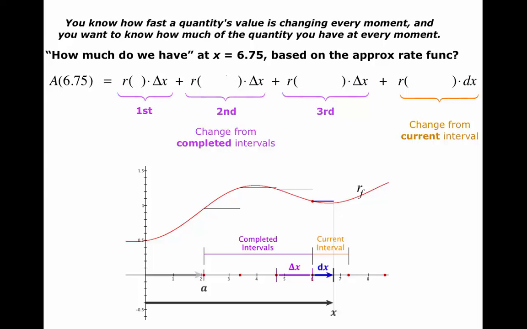And that's going to be, instead of delta x, the width of a moment, a smaller change in x, according to dx, right? It's going to be dx.